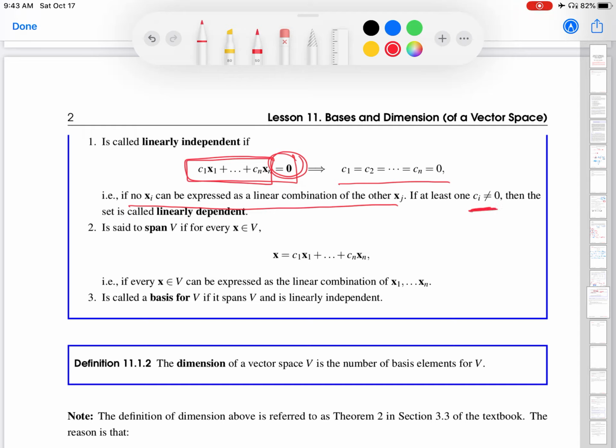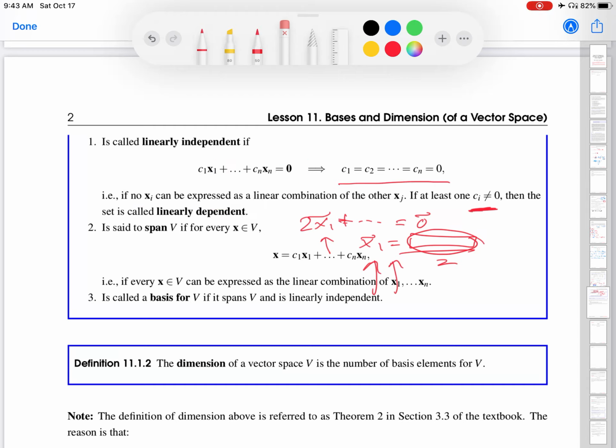Because if at least one of the c's is non-zero, let's say it's c1, like 2x1 plus dot dot dot equals 0, then I can solve for x1 by dividing by 2, and I can say x1 equals a bunch of stuff divided by 2. So I, in fact, have been able to express x1 as some linear combination of all the other x's, right? And that is not what we want to be able to do for linear independence. Okay, so that's linear independence, so we'll check that in a minute.